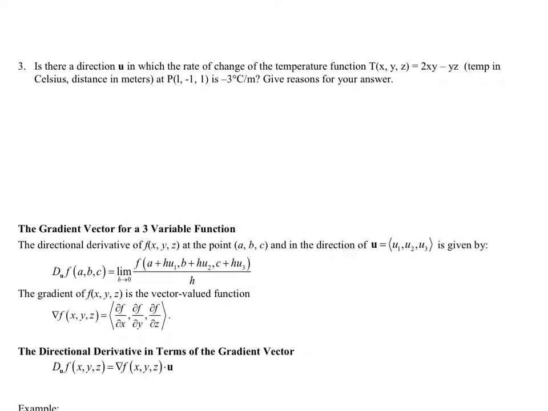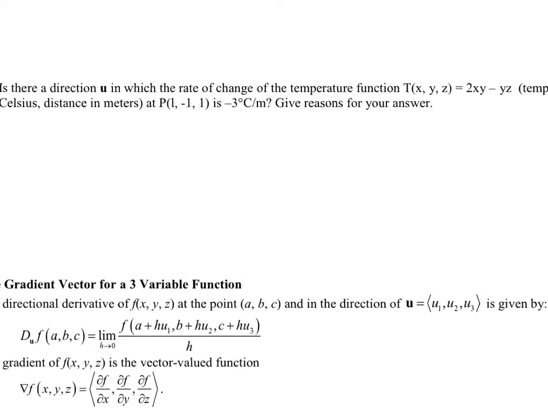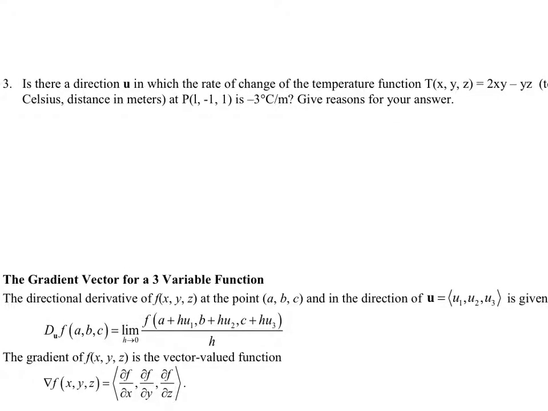For number 3, it's saying, is there a direction u in which the rate of change of the temperature function given at is, and then give reasons for your answers. So, function of 3 variables, so that's something to keep in mind. I need my partials.